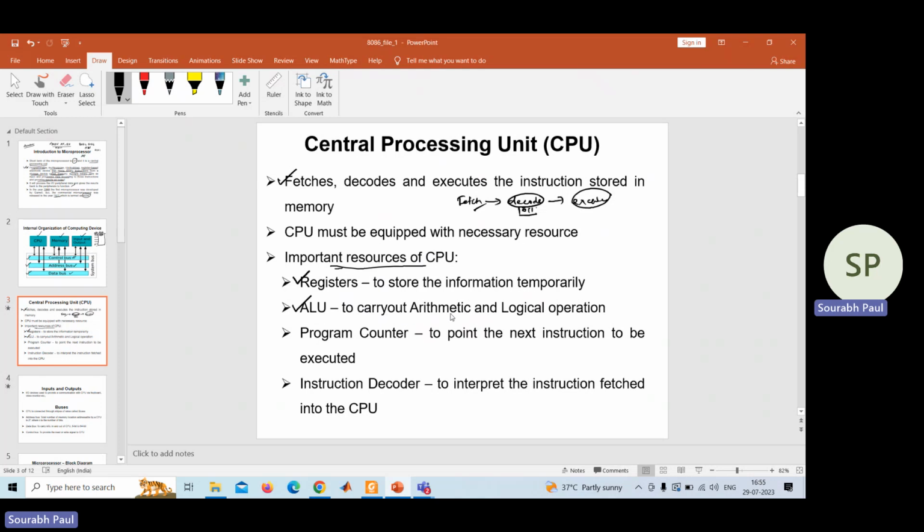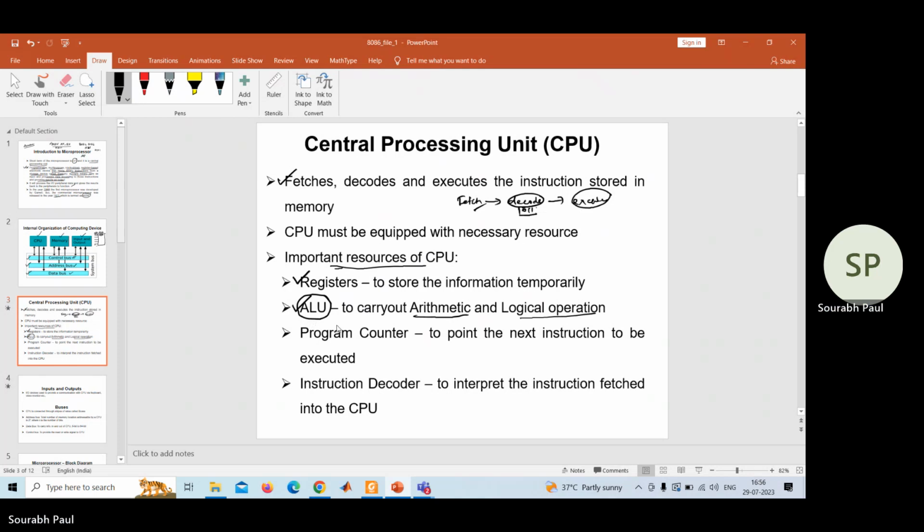To do some arithmetic or logical operation. What is arithmetic operation? For example, if we do addition, subtraction, multiplication, division, all these things are known as arithmetic operation. Then what is logical operation? Suppose if you do AND operation, OR operation, XOR operation, these are known as logical operation. So all these operations will be done by this unit, which is known as ALU, arithmetic and logical unit.